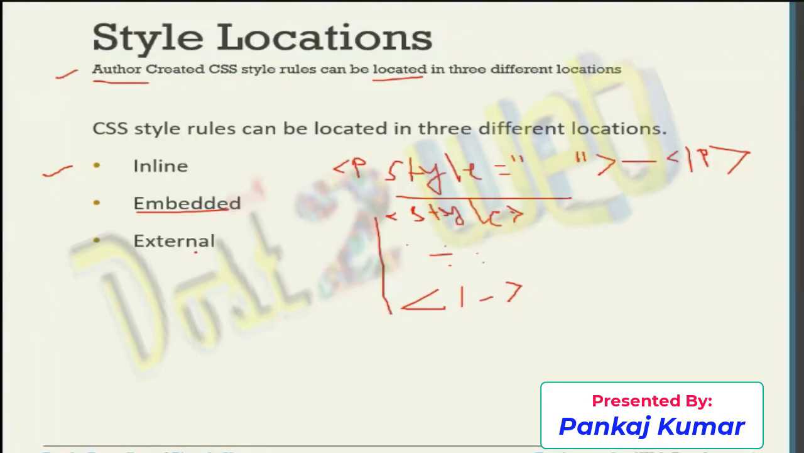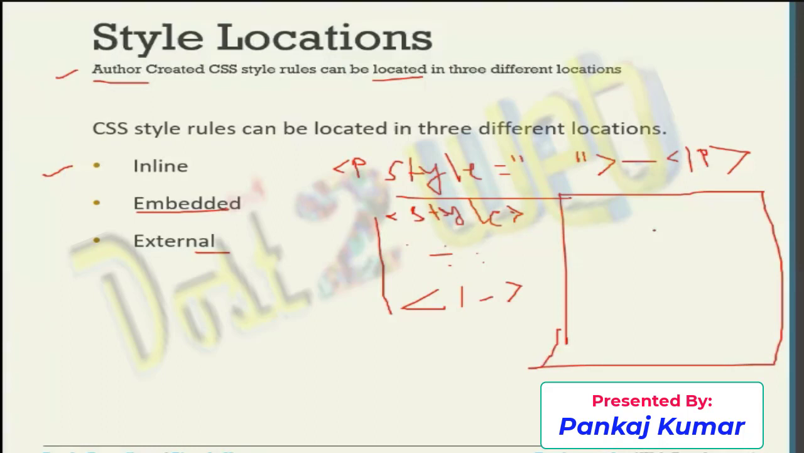And the third one is external. That means the CSS will be in an entirely separate file. You save it as .css, the same way you save .html, and you have to call it into the HTML page. That is your external CSS. And if you want, you can combine all three in your HTML program also. It depends on how you want.